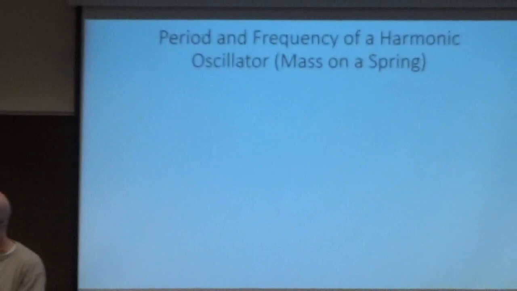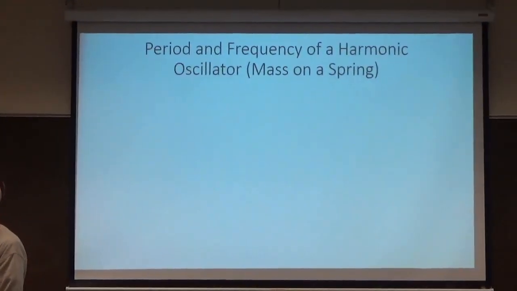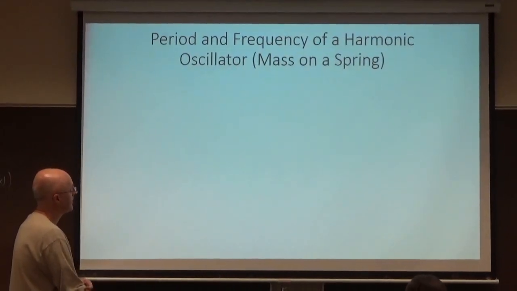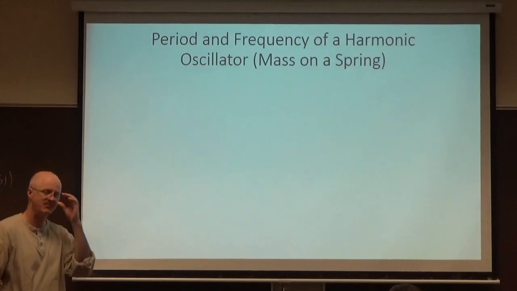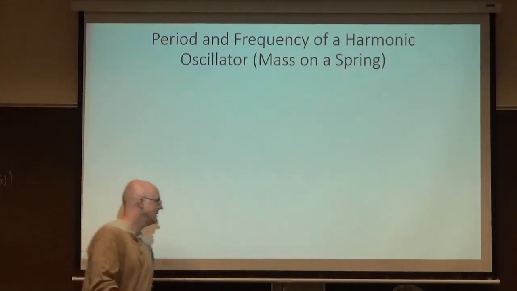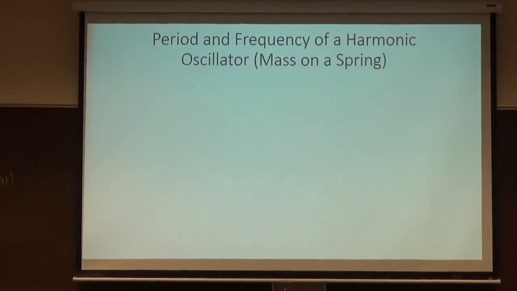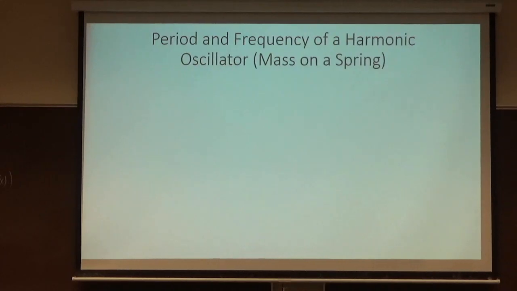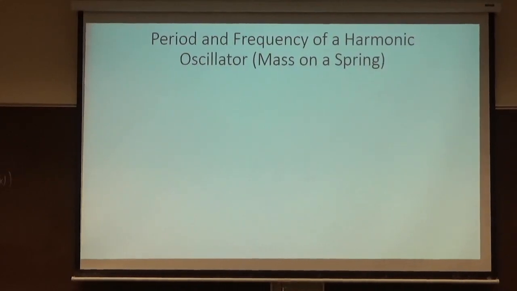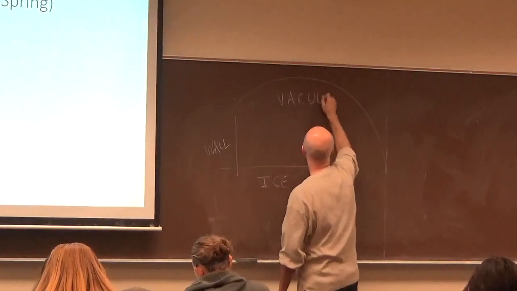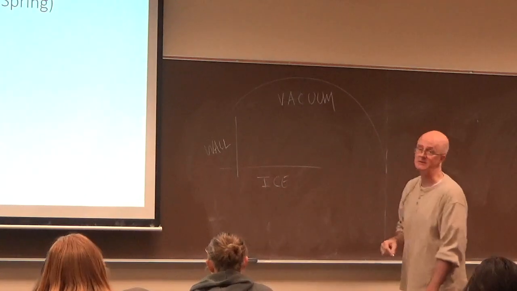A little bit of multivariable calculus now. Let's put it in the context of a physical problem. What's the period and frequency of a harmonic oscillator, like a mass and a spring? So, if you got a mass attached to a spring, let's imagine we've got a wall over here, ice down here. The mass is inside a vacuum. Why am I doing ice in a vacuum? So that there's no friction.